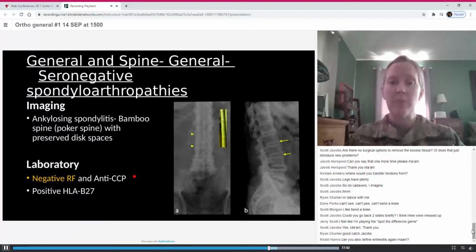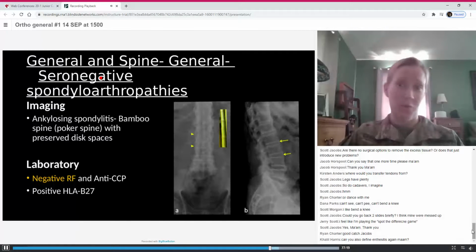Now, laboratory-wise, the thing that makes this seronegative up here at the top, in the seronegative spondyloarthropathies we're talking about, that means that the serum is negative. So the begging question is, well, what is negative? That's rheumatoid factor. So these were separated out because they are rheumatoid factor negative. So that's why they're called what they're called. And then the rest is back arthritis. So seronegative, having to do with a negative RF and anti-CCP.